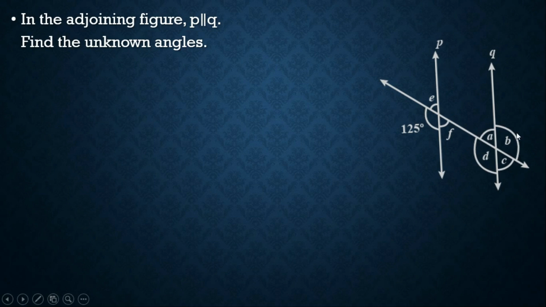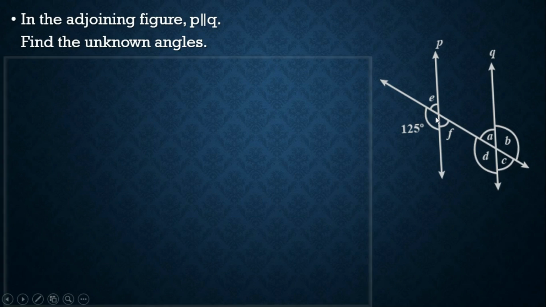To find these unknown angles, we have to use the different properties of parallel lines and the property of a linear pair. Now, to find angle E, angle E plus 125 degrees forms a linear pair, hence we can write 125 degrees plus E equals 180 degrees. After finding E, we can find F because angle E and angle F are vertically opposite angles.